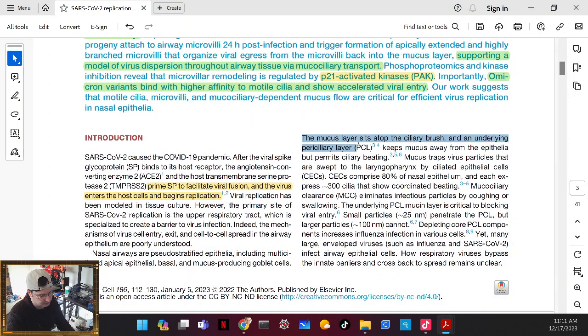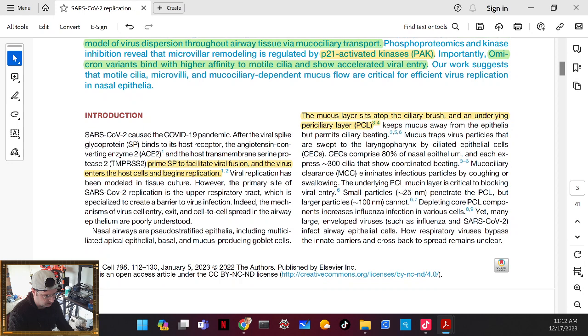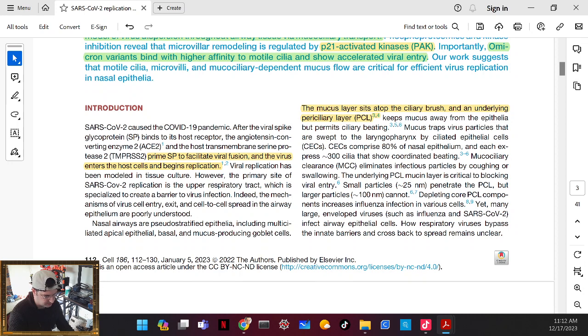So mucus that sits across the ciliary bush and an underlying periciliary layer, that was their diagram up there. Mucus traps virus particles that are swept to the laryngopharynx by ciliated epithelial cells. CEC, which is ciliated epithelial cells, comprise 80% of nasal epithelium, and each express approximately 300 cilia that show coordinated beating. That's neat.